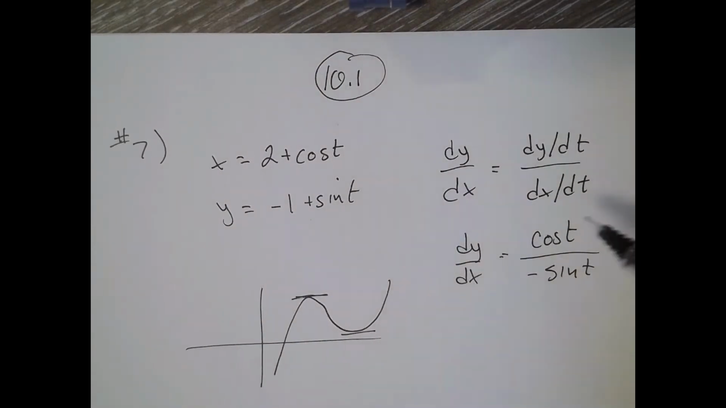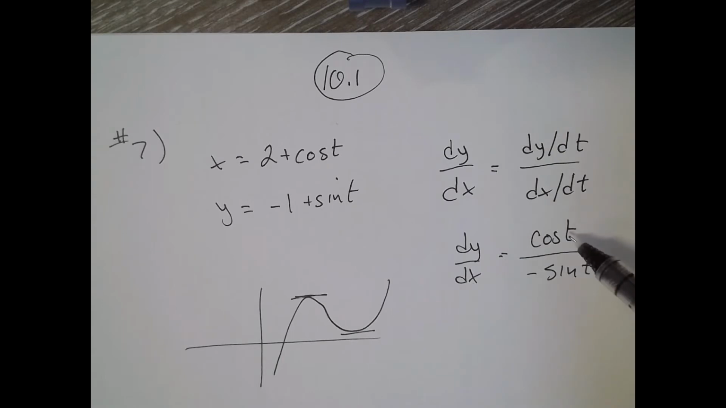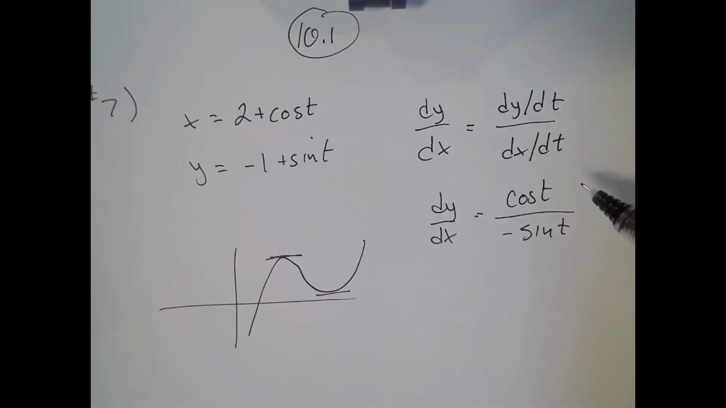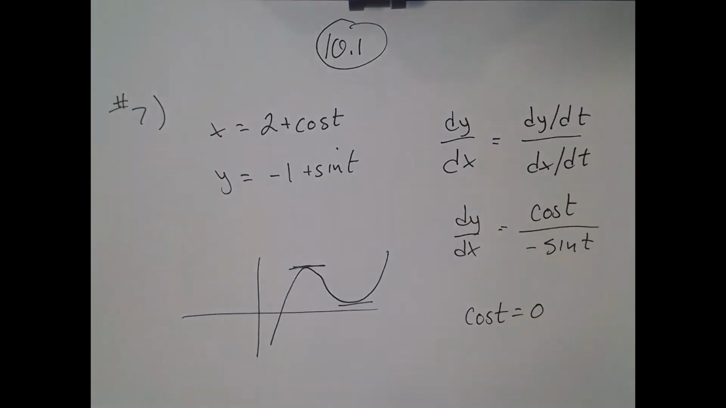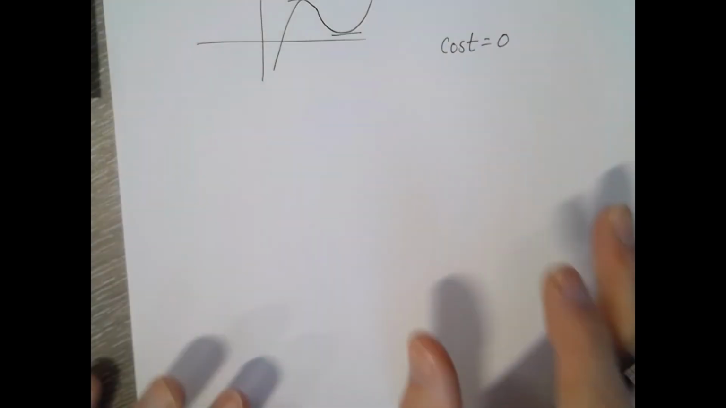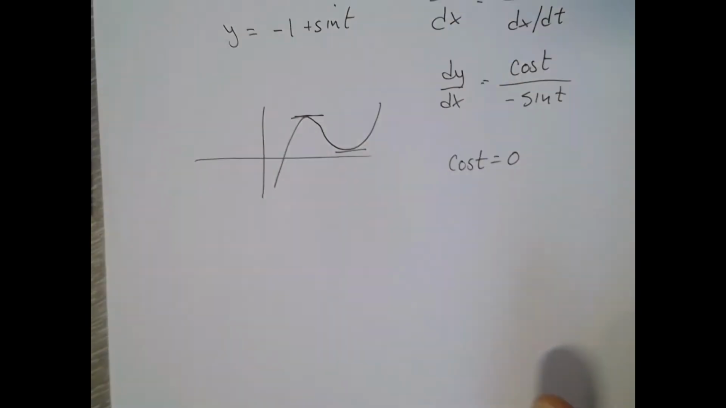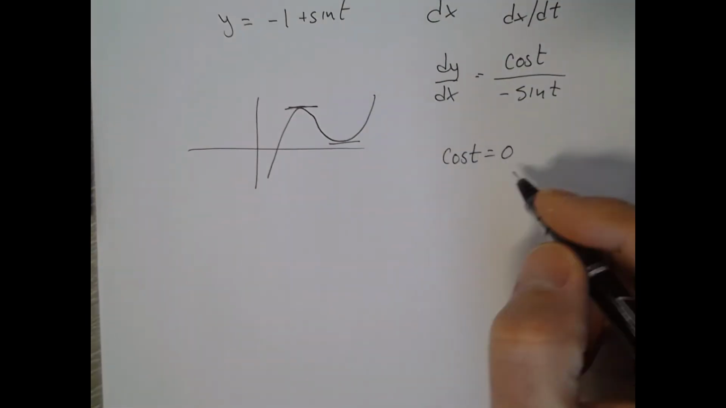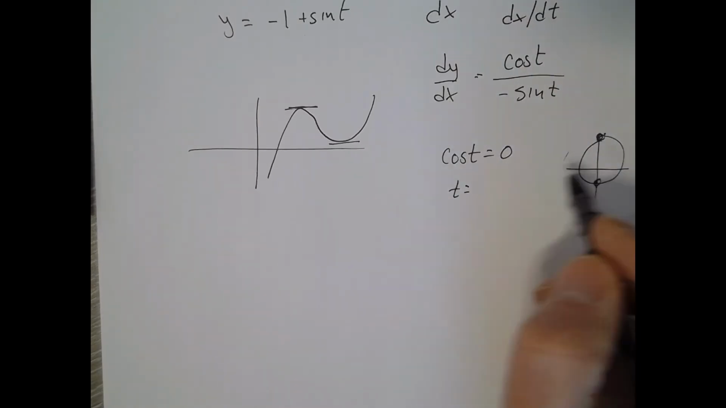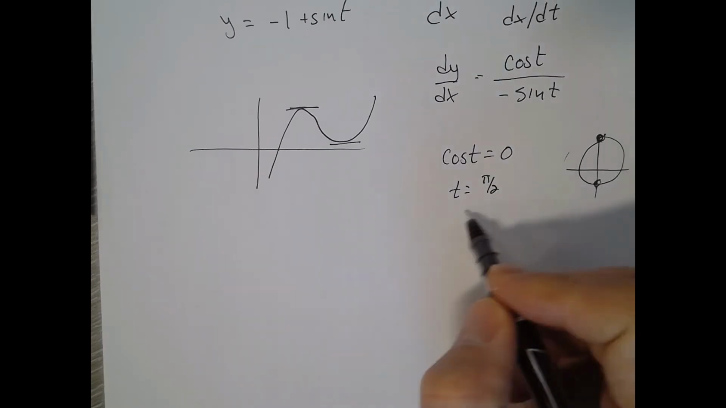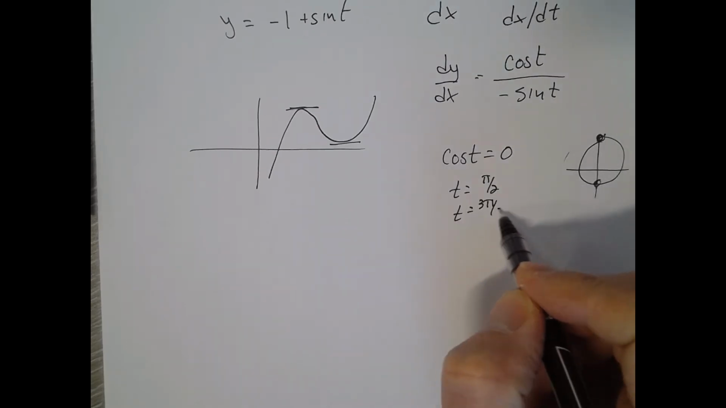Well, the derivative is 0 whenever the top is 0. So whenever cosine of t is equal to 0, that will give us when our tangents are horizontal. So when is cosine equal to 0 on the unit circle? Cosine is the x value. It happens right up here, and right down there. So from 0 to 2 pi, it happens at pi over 2 and at 3 pi over 2. That's when cosine is 0.